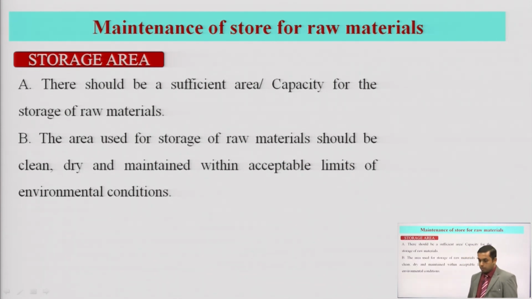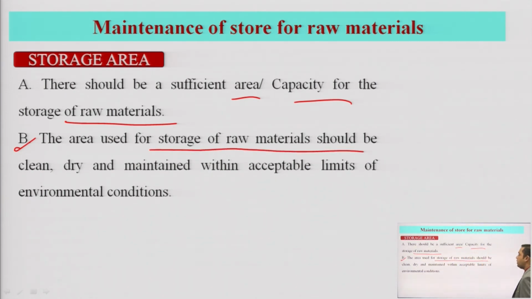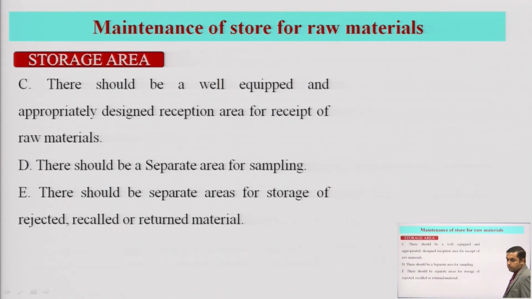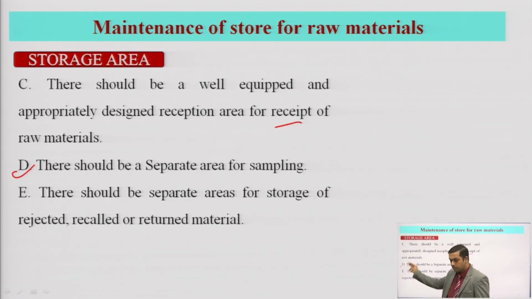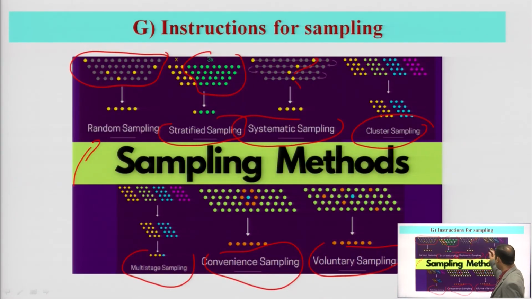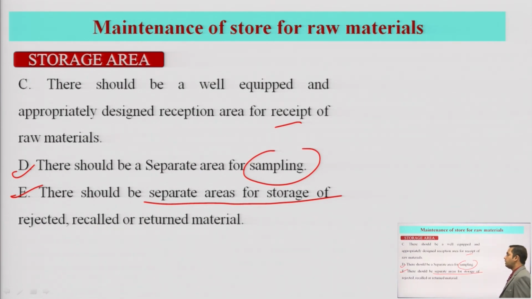First, there should be sufficient area and capacity of the store of the raw material. Then the area used for store of raw material should be clean, dry and maintained within the acceptable limit of environmental condition. Then there should be a well equipped or appropriately designed reception area for receipt of the raw material. There should be a separate area for sampling. I have told you in my previous slide about sampling. So, for sampling there should be a separate area, and there should be a separate area for storage of rejected material, records, and returned material.